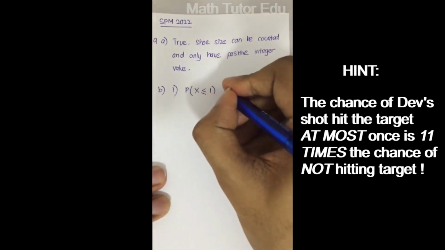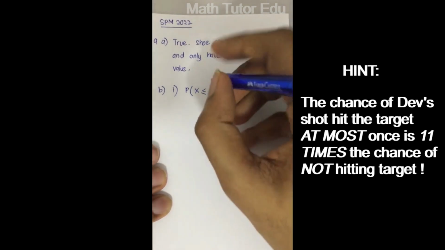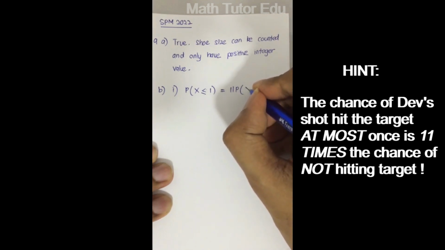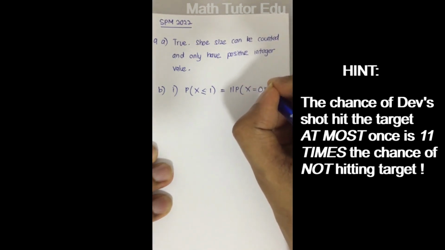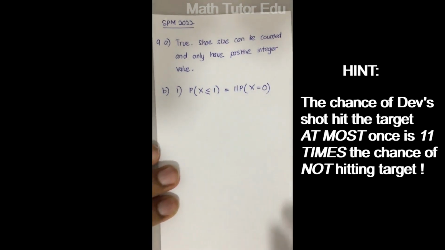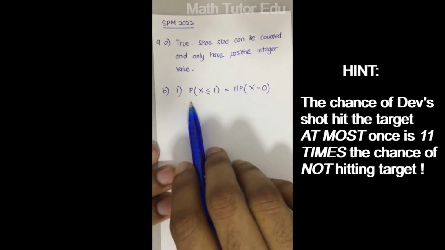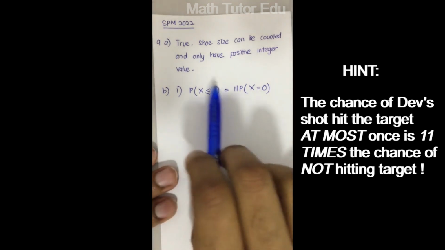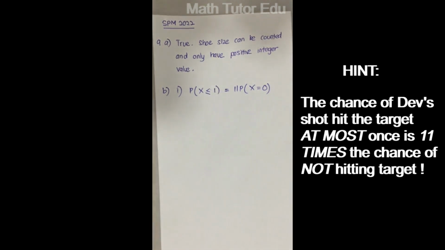Equals to 11 times the chances of not hitting the target, where in this case your x is equals to 0. So the chance of Dave shot hit the target at most 1. This possibility you can have Dave does not fire and Dave fire for 1 time.